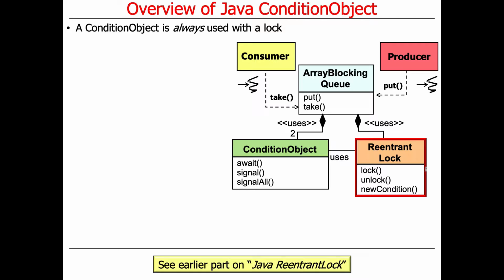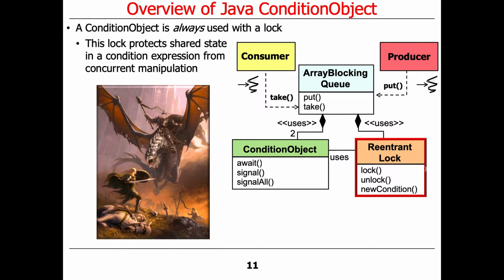Something important to remember, really, really important to remember: a condition object is always used with a lock. And by and large, it's used with a reentrant lock. So a condition object always has a lock, typically a reentrant lock, that's associated with it. In fact, it's more than just associated, the condition object is actually created by a factory method in the ReentrantLock class. And this lock is used to protect the shared state in the condition expression to make sure it's not corrupted by multiple threads that are trying to access that state at the same time.